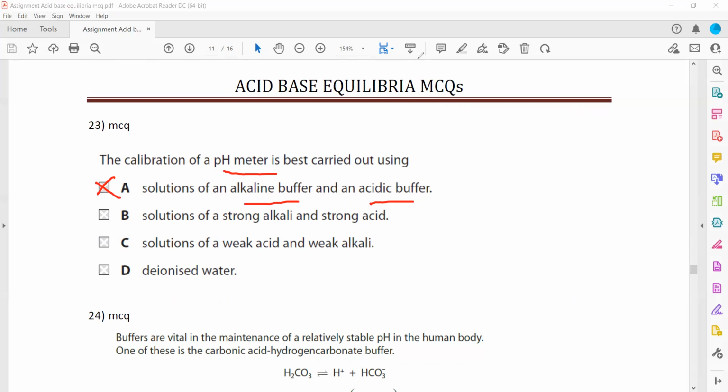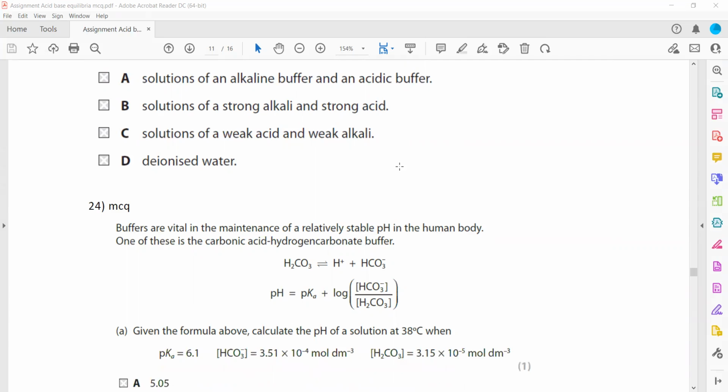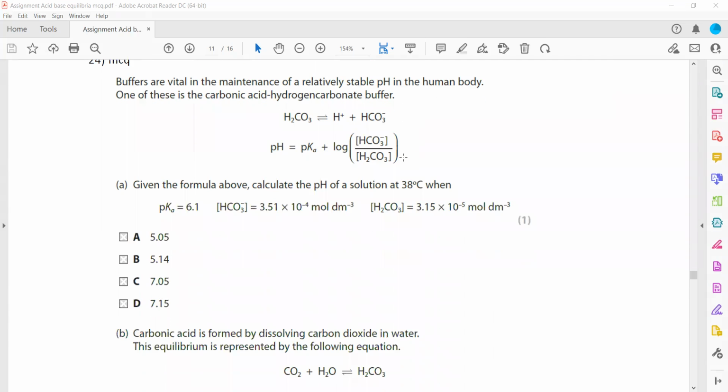Why not a strong acid, strong alkali, weak acid or weak alkali? Even if the acid is strong, it may have a pH 0, pH 1, or pH 2. And the same thing, if it's a strong base, it may have a pH 13 or 14. So there is a range. But for buffer solutions, there is no range, as it resists change, so the pH will be constant.